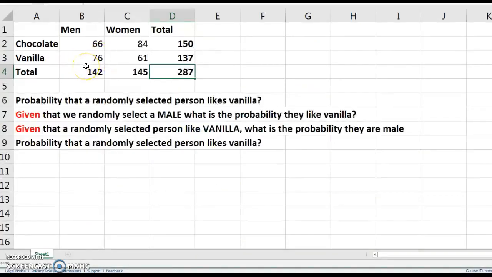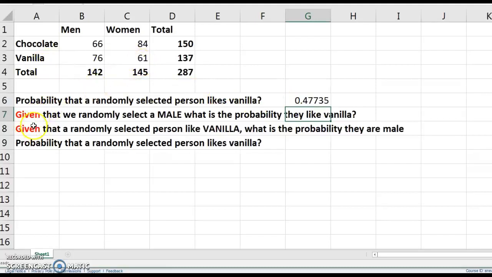So let's look at some conditional probabilities from a table. Here's information on men and women and whether they like chocolate or vanilla ice cream better. What's the probability that a randomly selected person likes vanilla? Well, do probabilities the same way we have been doing. The number on top is what we're looking for. How many people like vanilla? 137. And the number on bottom is how many total possibilities are there? 287. So that's how you get the probability that someone likes vanilla. That's not a conditional probability. It's just asking about vanilla.